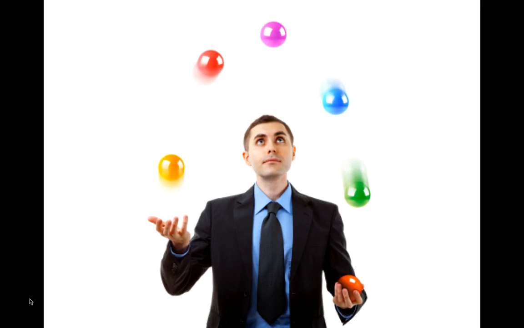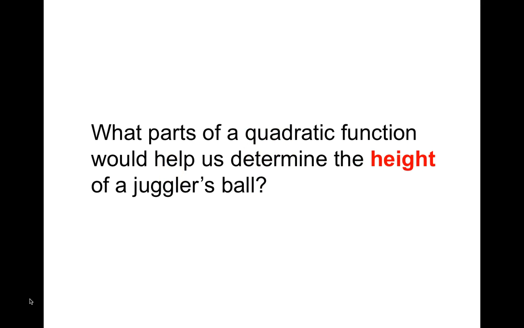Now, I want to ask you a question about these balls of the juggler that we're looking at. In class, we actually looked at a video of this amazing juggler that was able to manipulate the balls in so many different ways. But in this question, thinking of this picture and keeping it in mind, what parts of a quadratic function would help us determine the height of a juggler's ball? What aspect of the quadratic function, speaking mathematically, is the actual height?